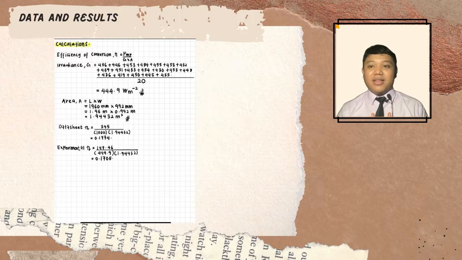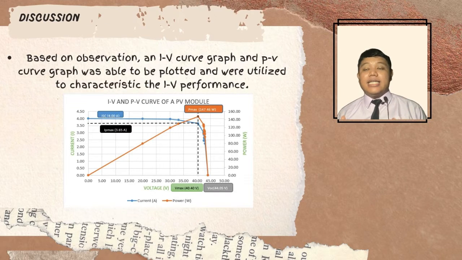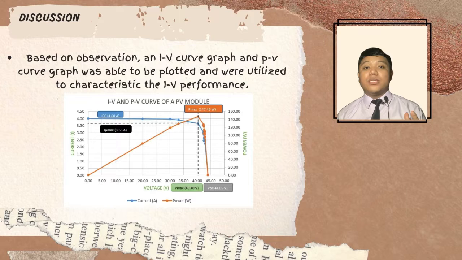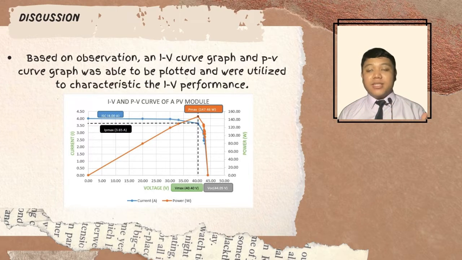For the discussion, the aim was to investigate the electrical characteristics of a PV module. The current-voltage performance of a string of cells in the PV module was observed and the characteristics of the PV module were determined based on the observation. Based on the observation, the current-voltage curve graph and PV curve graph were plotted and utilized to characterize the current-voltage performance.